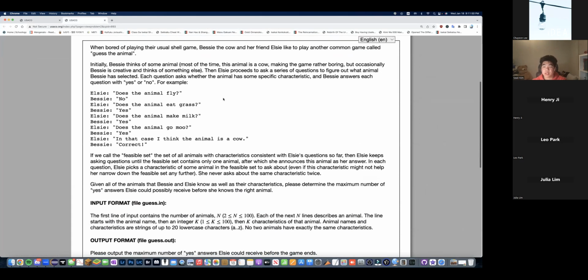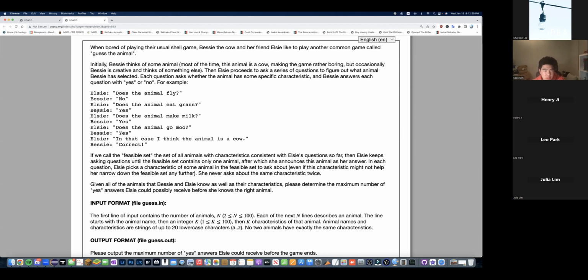Like I did before, I'm going to start by reading the question. When bored of playing their usual shell game, Bessie the cow and her friend Elsie like to play another common game called Guess the Animal. Initially, Bessie thinks of some animal. Most of the time, this animal is a cow. I don't need to read that. Then Elsie proceeds to ask a series of questions to figure out what animal Bessie has selected. Each question asks whether the animal has some specific characteristic, and Bessie answers each question yes or no.